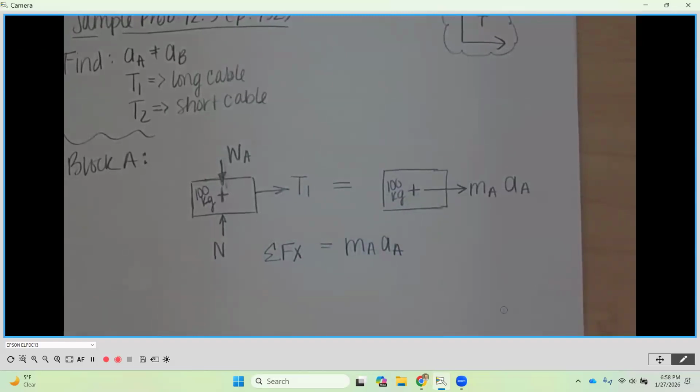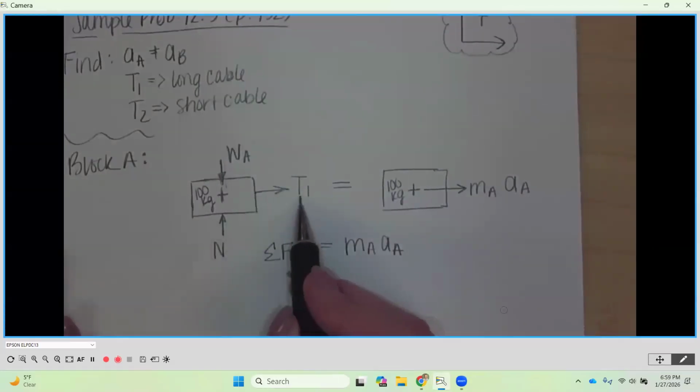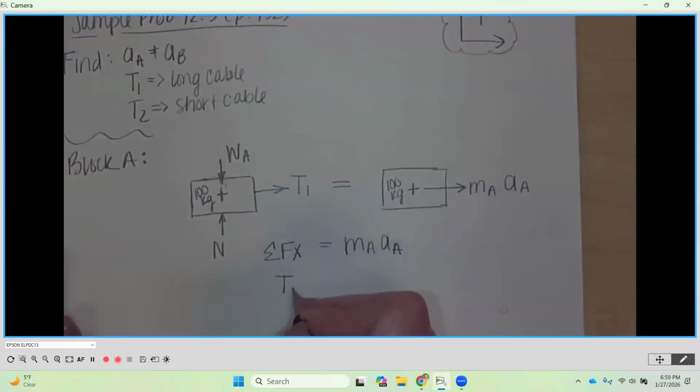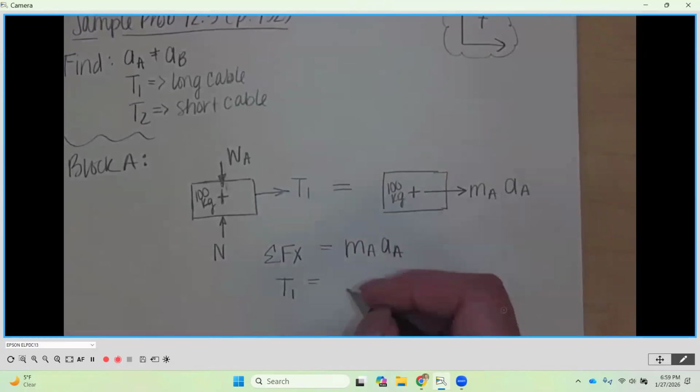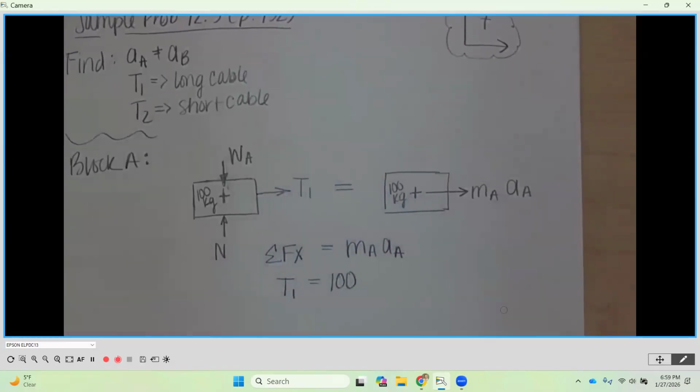Now, as we look at the forces that are acting on the left-hand side, there's only one force in the X direction, and that is going to be T1. So we can say that T1 is equal to the mass of block A, which we know is 100 kilograms, so we put 100 here, multiplied by the acceleration of A.